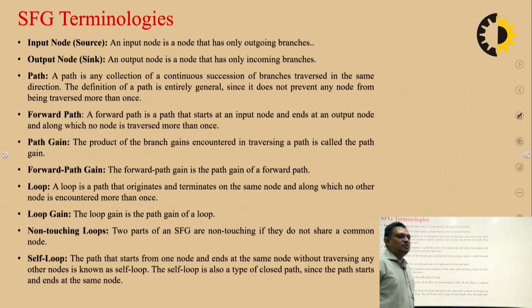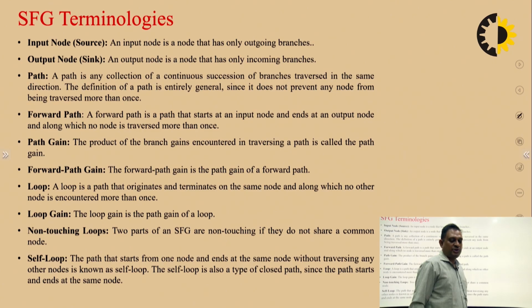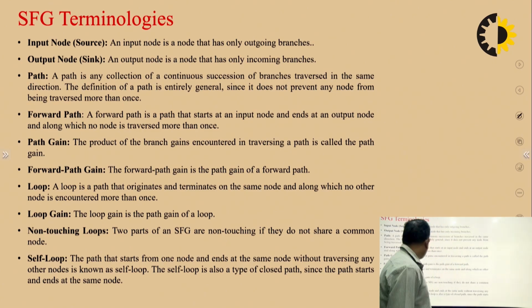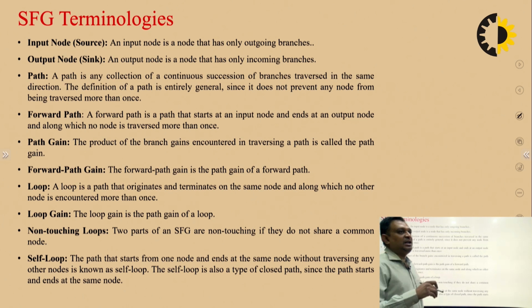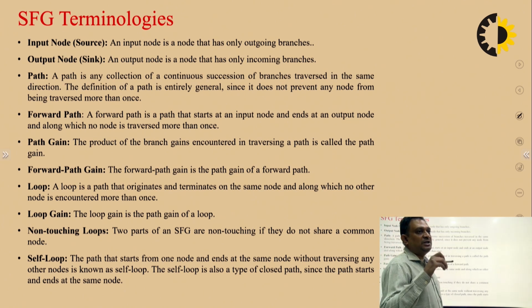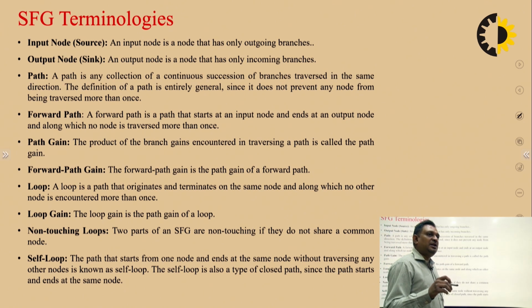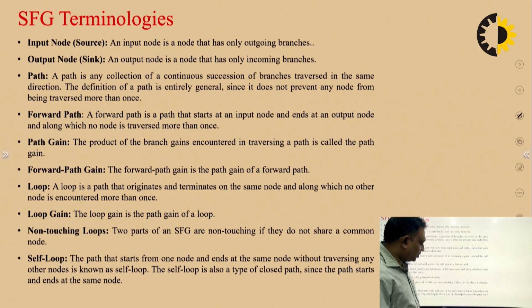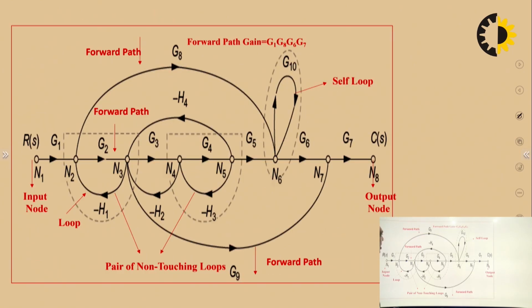Two parts of an SFG are non-touching if they do not share a common node. And a self loop is a path that starts from one node and ends at the same node without traversing any other node. It means the starting and terminating node is the same and there is no other node involved in the process. Okay. So we can understand all these things using this signal flow graph.